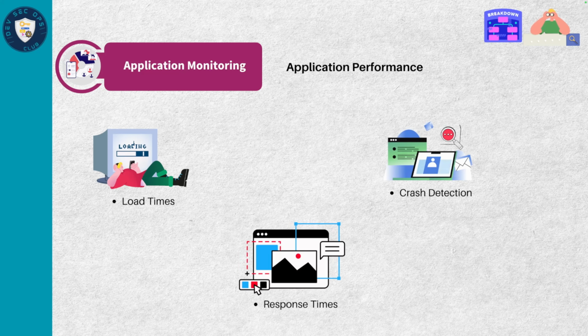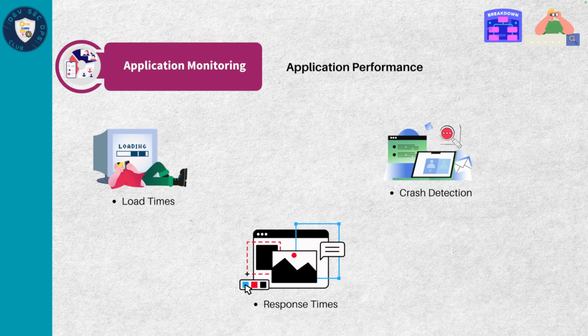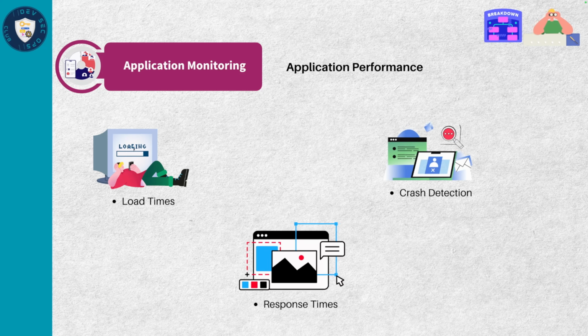Then we have response times. It tracks how fast the application reacts to user interaction. Okay, so this is application performance monitoring. We will go deeper into it; it's not only these three things. I'm just giving you the overview. And why is application performance monitoring important? The reason is very simple: slow or unreliable applications can lead to poor user experience, reduced engagement, and financial losses. Monitoring ensures that the application remains optimized and responsive.